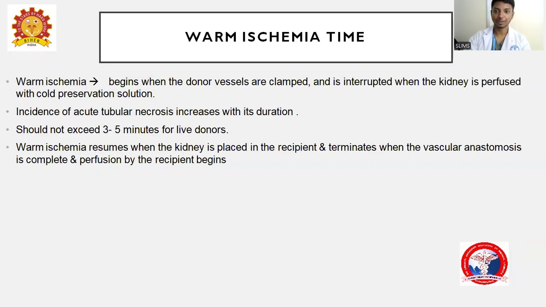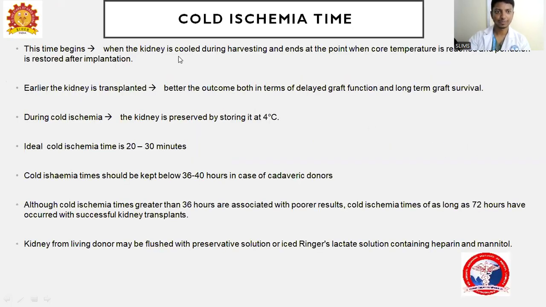So what is warm ischemia time? This begins when the donor vessels are clamped and is interrupted when the kidney is perfused with the cold preservative solution. Incidence of acute tubular necrosis increases with its duration. It should not exceed 3 to 5 minutes for live donors. Warm ischemia resumes when the kidney is placed in the recipient and terminates when the vascular anastomosis is complete and reperfusion by the recipient begins.